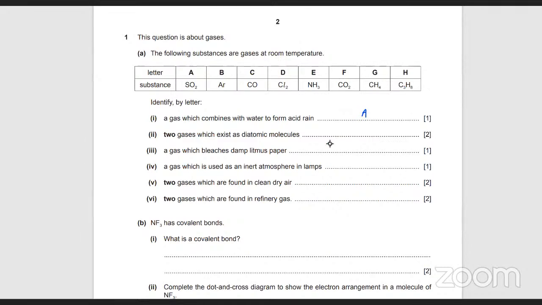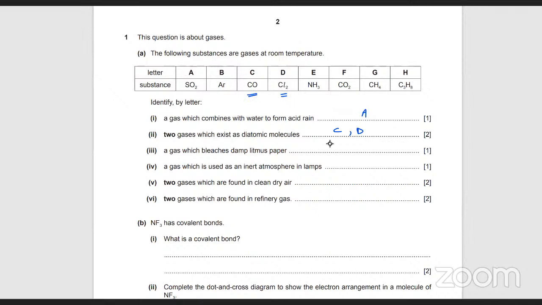Two gases which exist as diatomic molecules, तो वो तो सामने नजर आ रहा है. Which of these two gases exist as diatomic molecules? C and D है ना, yes. Carbon monoxide is diatomic, Cl2 is diatomic. Diatomic means that it's got two atoms.